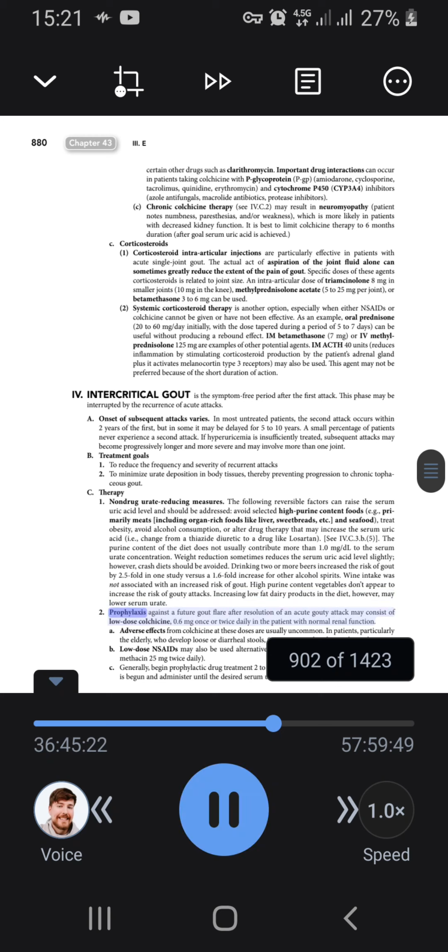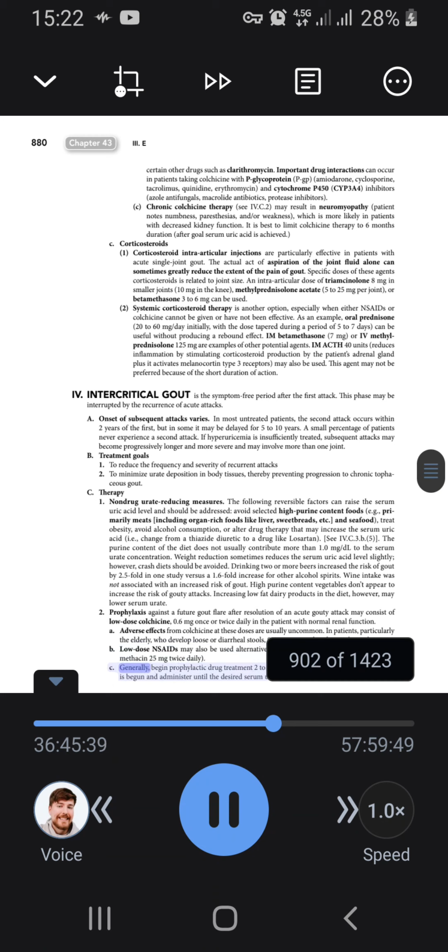2. Prophylaxis against a future gout flare after resolution of an acute gouty attack may consist of low-dose colchicine, 0.6 mg once or twice daily in the patient with normal renal function. A. Adverse effects from colchicine at these doses are usually uncommon. In patients, particularly the elderly, who develop loose or diarrheal stools, 0.6 mg every other day might work. B. Low-dose NSAIDs may also be used alternatively, naproxen 250 mg twice daily or indomethacin 25 mg twice daily.